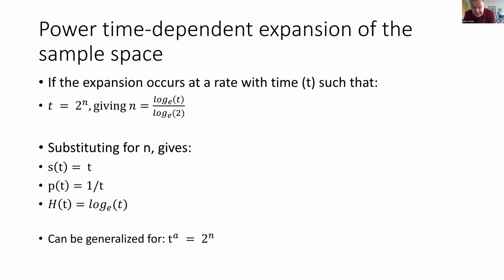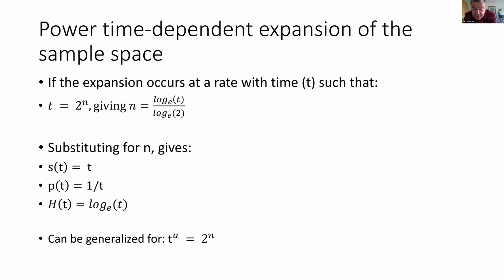But that's simply t equals 2 to the power of n. I can generalize it very easily, as I've done in paper number 2, where t to the power of a is equal to 2 to the power of n, where a is greater than 0. So that's a power.